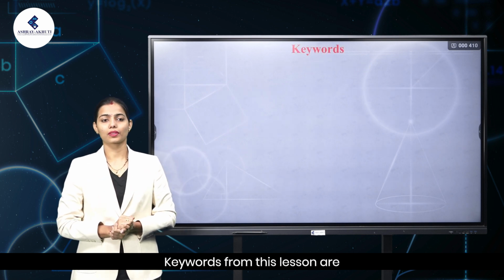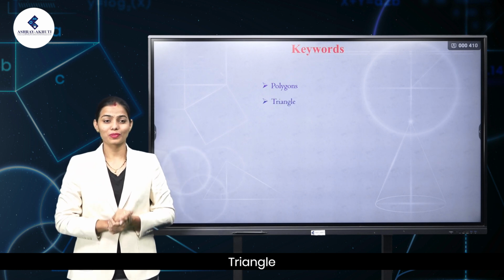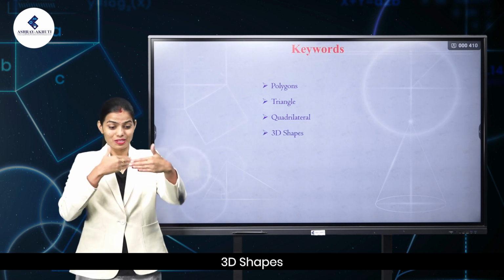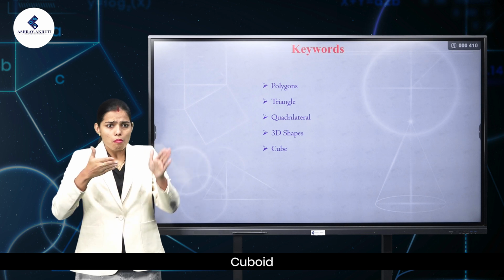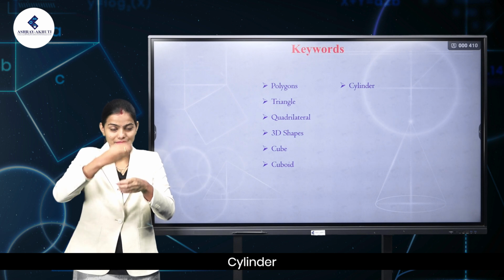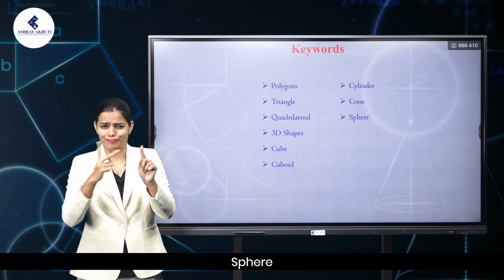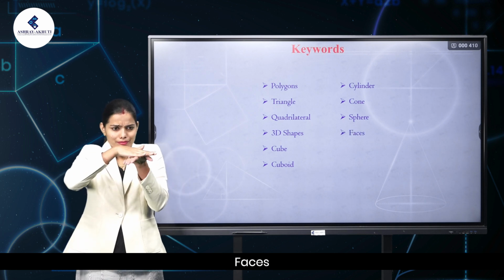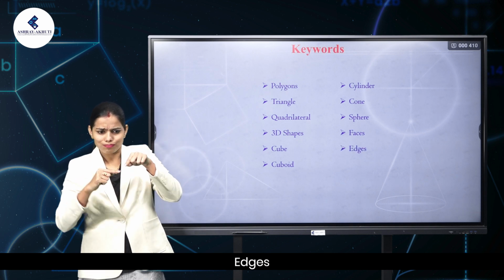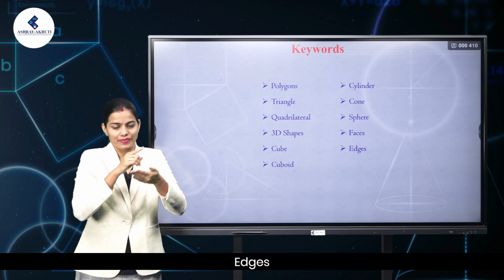Keywords from this lesson are polygons, triangle, quadrilateral, 3D shapes, cube, cuboid, cylinder, cone, sphere, faces, edges, vertices.